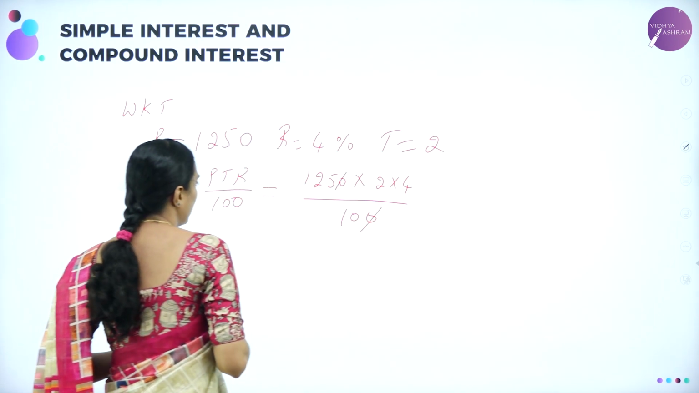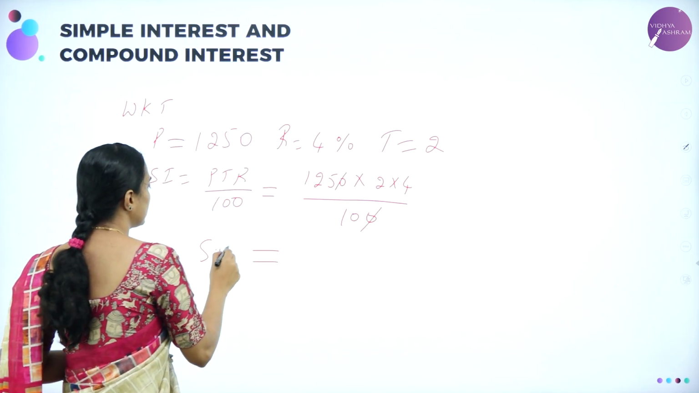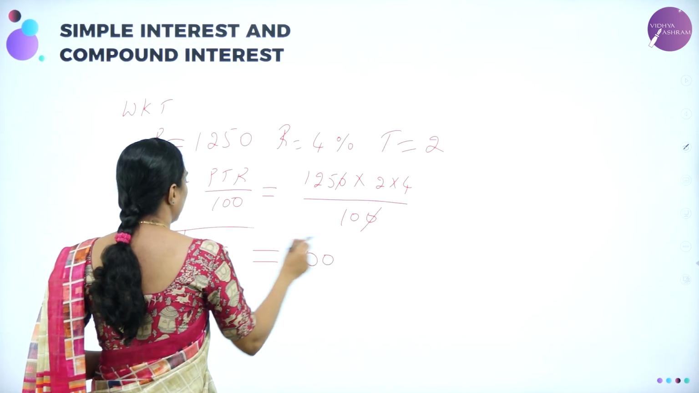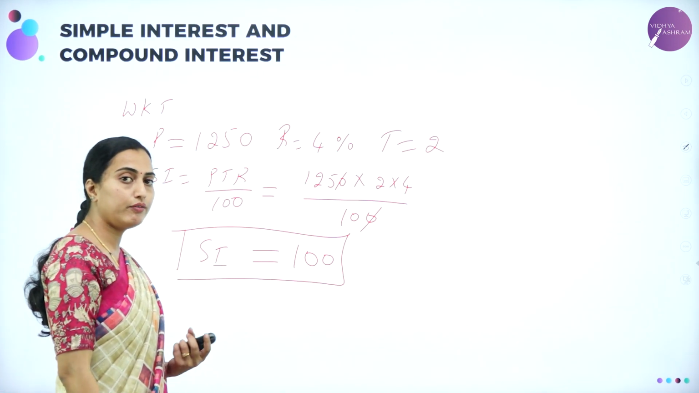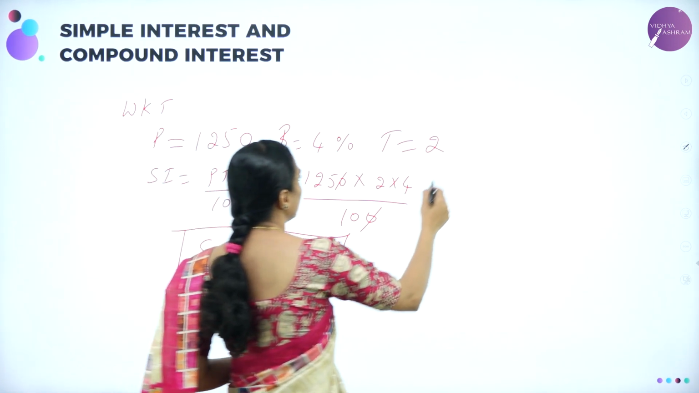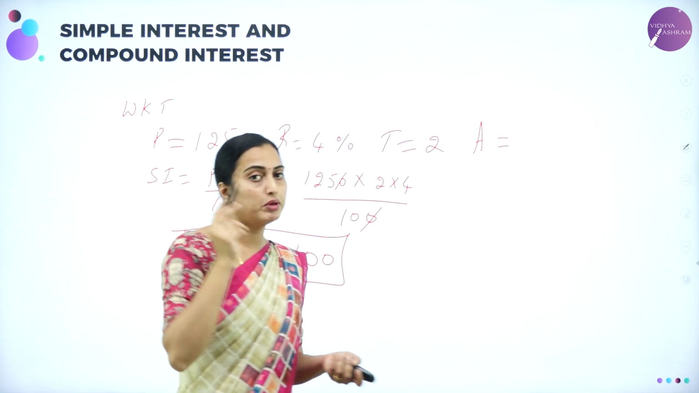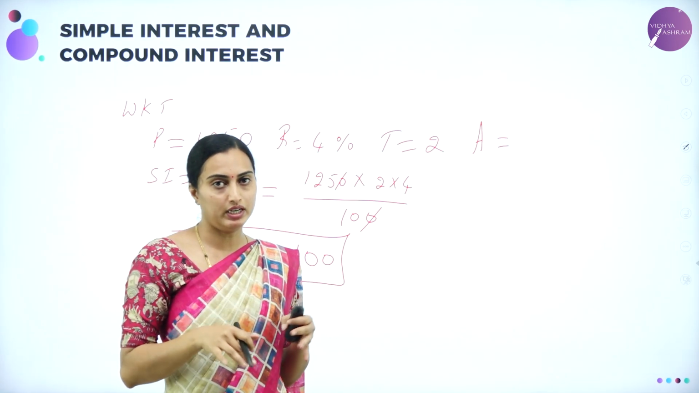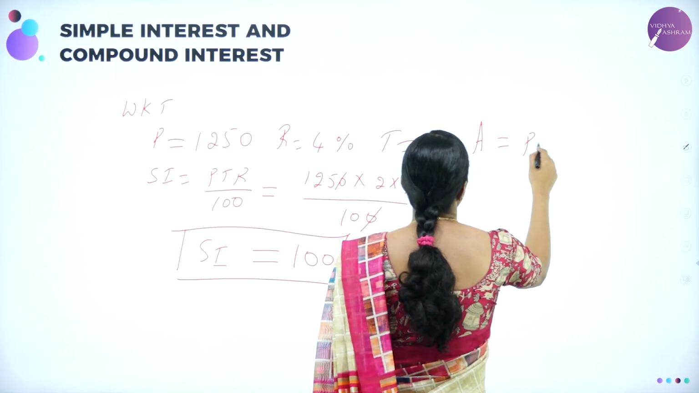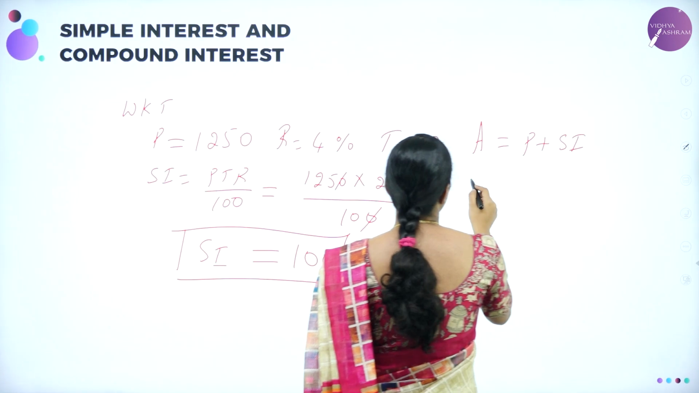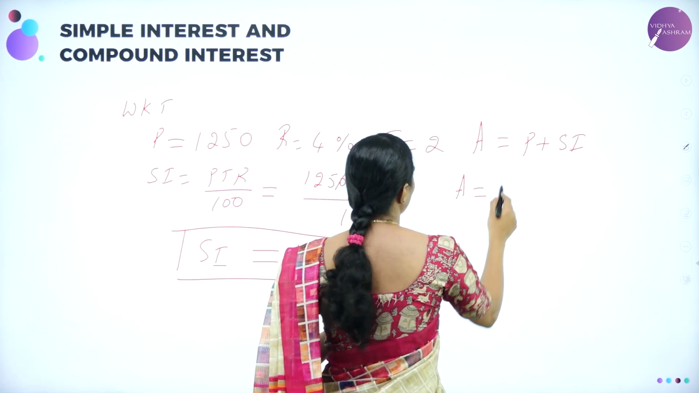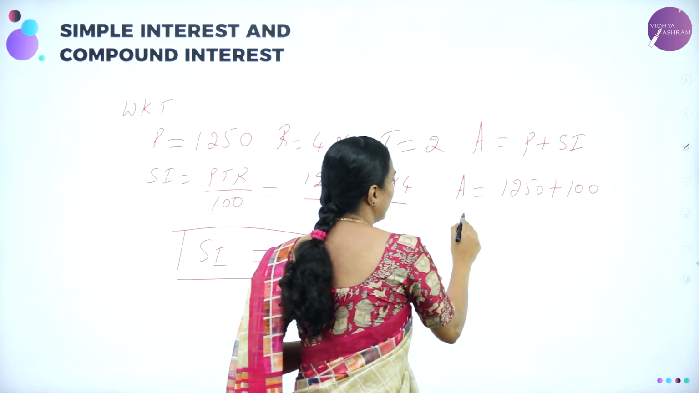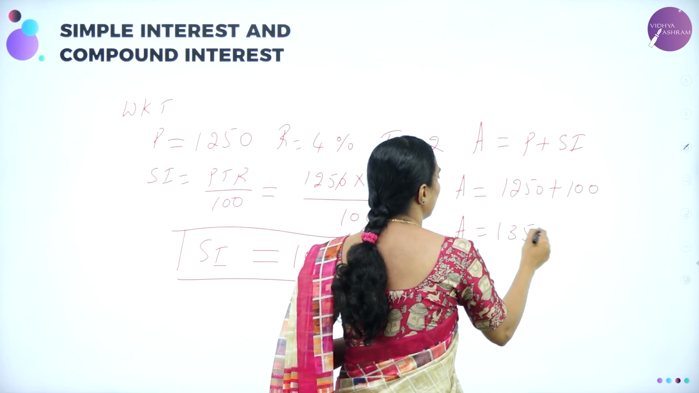Now you are going to get the answer for this question, that is, simple interest SI is equal to 100. Now we know that A is given by, you can remember the formula of amount, principal amount plus simple interest. So A will be equal to the principal amount 1250 plus the simple interest we have calculated, 100. So A will be equal to 1350.